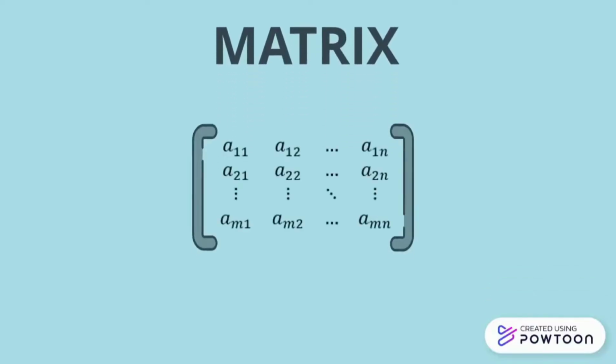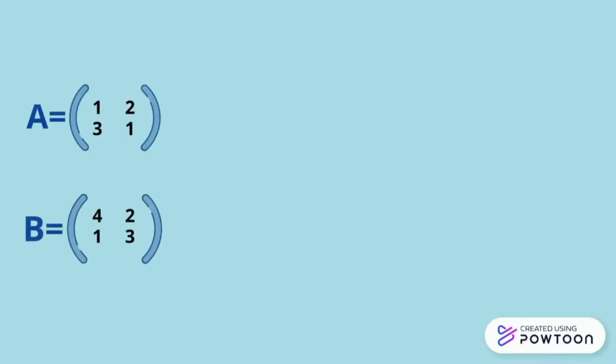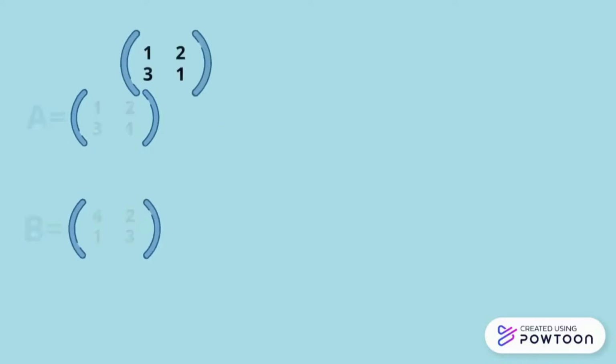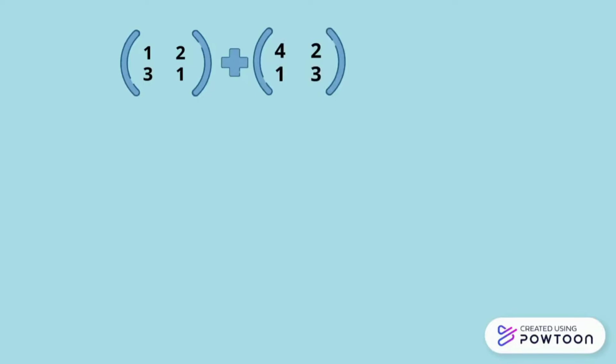Matrix. A matrix is a mathematical object consisting of an arrangement of numbers based on rows and columns. The matrix is one of the studies in algebra. If we have two square matrices A and B with the same size, then the sum A plus B is the matrix obtained by adding the entries of B to the corresponding entries of A.